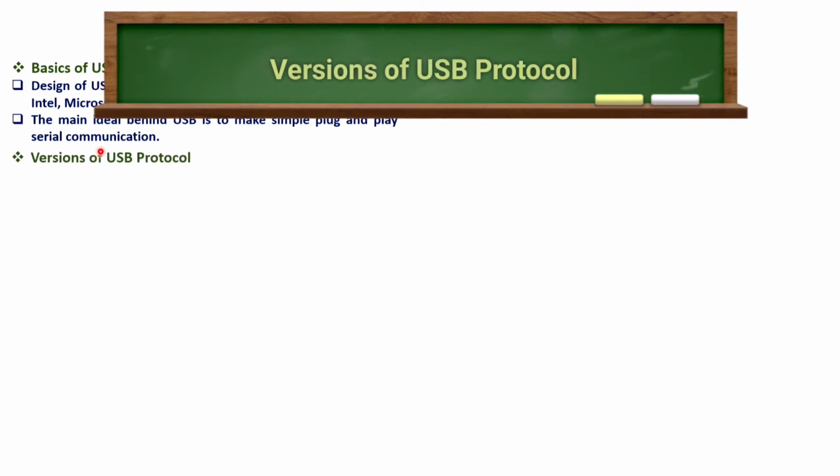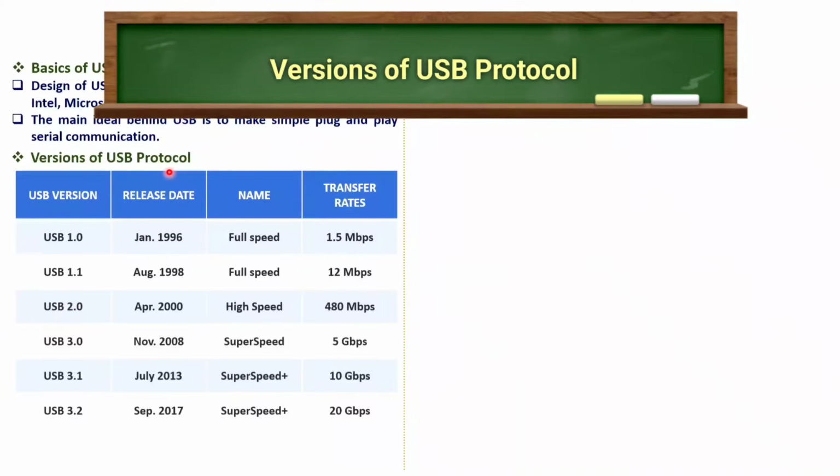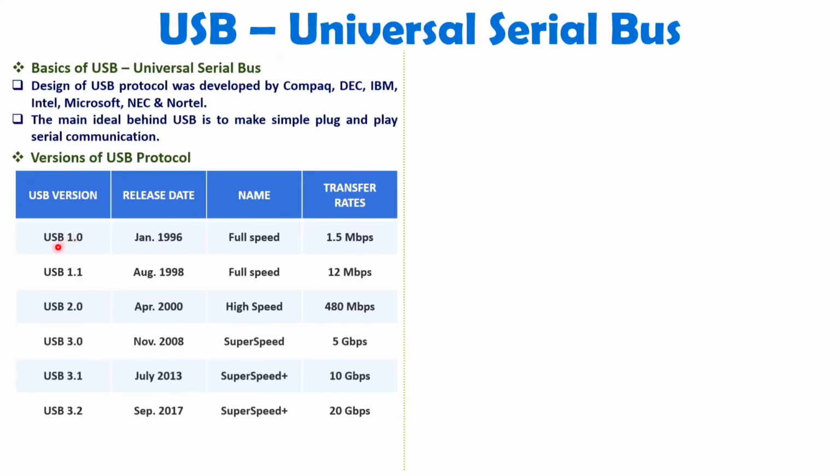Now let me discuss how many versions there are of USB protocol. The very initial version was USB 1.0, which had a transfer rate up to 1.5 Mbps, and over time they upgraded their versions of USB. With USB 1.1, 12 Mbps speed was available, with USB 2.0, 480 Mbps, USB 3.0 supports 5 Gbps, USB 3.1 supports 10 Gbps, USB 3.2 supports 20 Gbps.